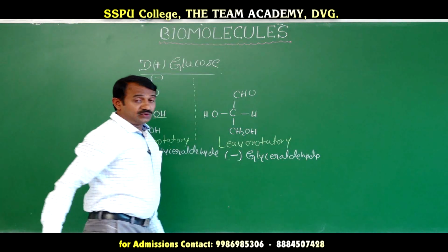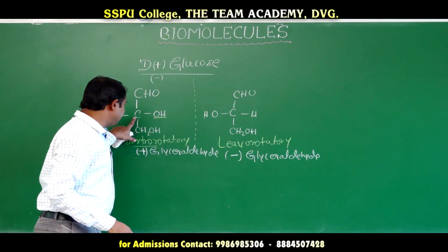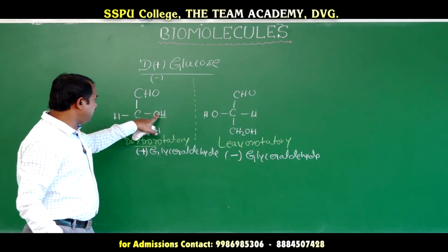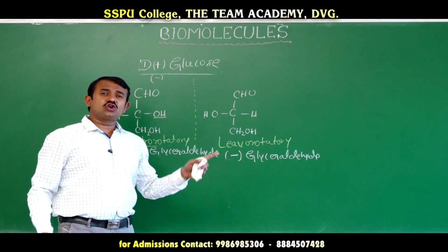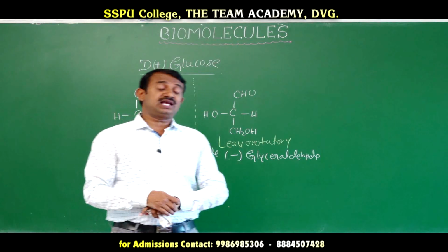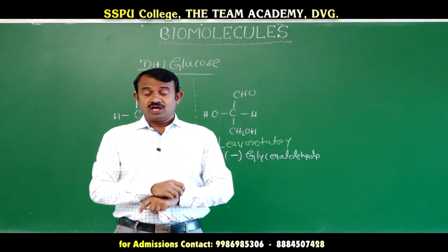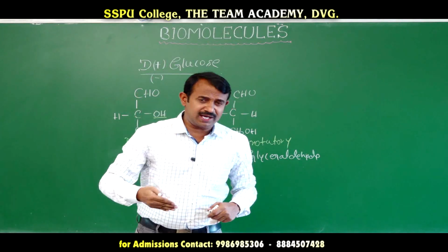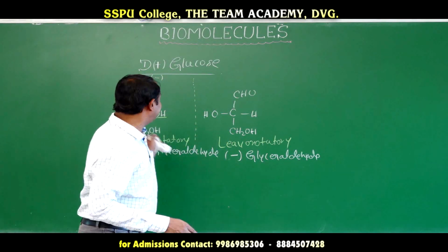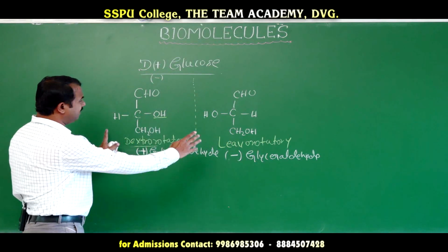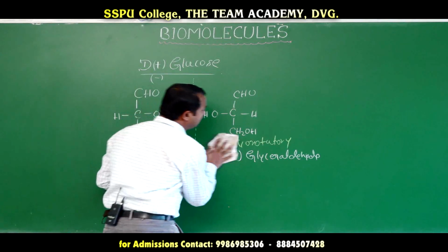Now we go for glucose. In glucose also, it depends upon whether the hydroxy group is on the right side or left side. Glucose contains four optically active carbons, and we take the last one, the lowest optically active carbon. We compare it with glyceraldehyde, which we have taken as the example.